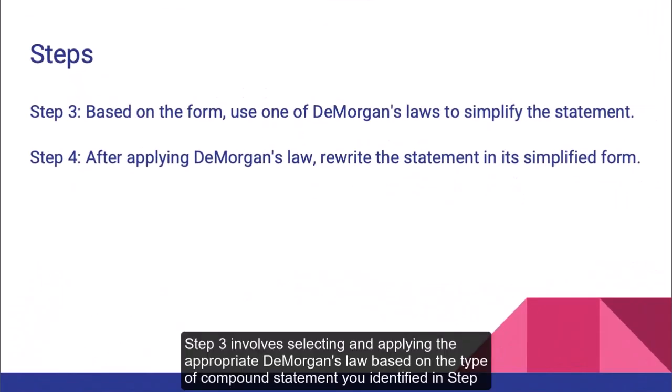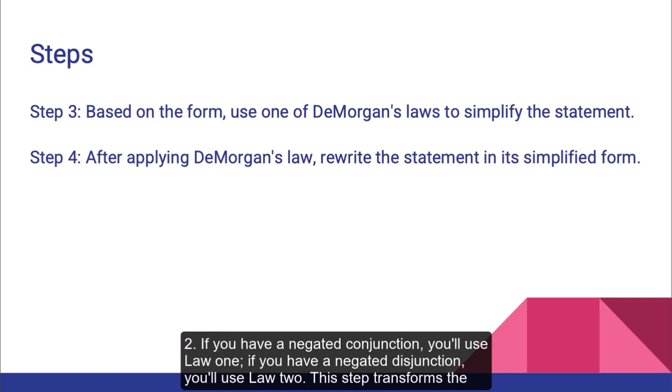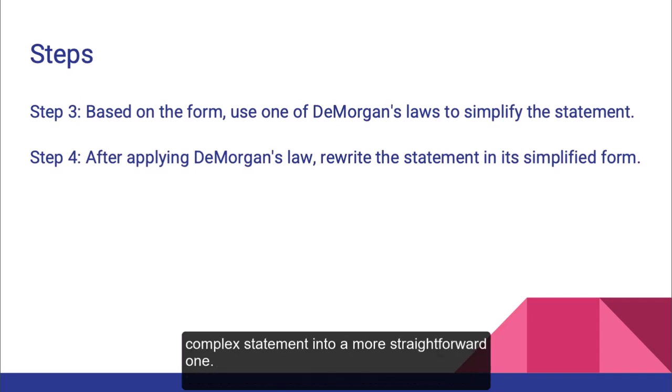Step 3 involves selecting and applying the appropriate De Morgan's law based on the type of compound statement you identified in Step 2. If you have a negated conjunction, you'll use Law 1. If you have a negated disjunction, you'll use Law 2. This step transforms the complex statement into a more straightforward one.